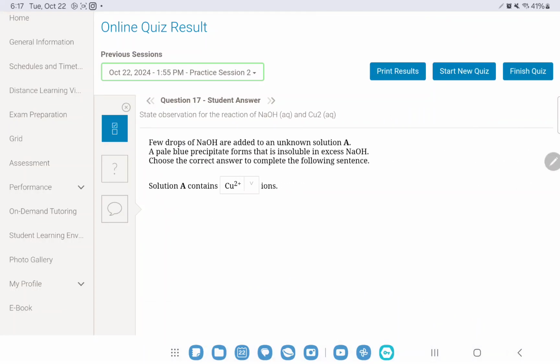There's one word here: pale blue. Whenever you see the color blue, if it was a flame, if it was whatever, blue is always copper. Copper is always blue. Its flame is blue. Its precipitates are blue. And it's insoluble in NaOH. When you see insoluble in NaOH and pale blue, copper. Immediately. Let's move on.